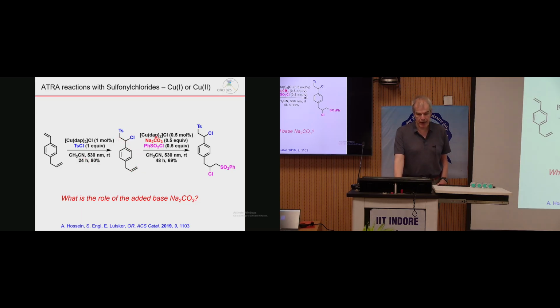But interestingly enough, you need to add a base. And that is what we do a lot in photocatalysis. We add these inorganic bases to make the reactions go better, right? And that is the case here for us. If we use the activated alkenes, we do not need any base. It works just fine. If we want to functionalize the unactivated alkene, we need to use the base.